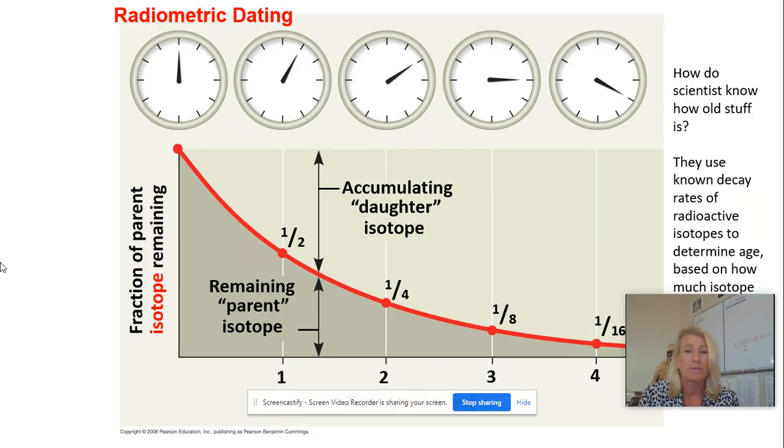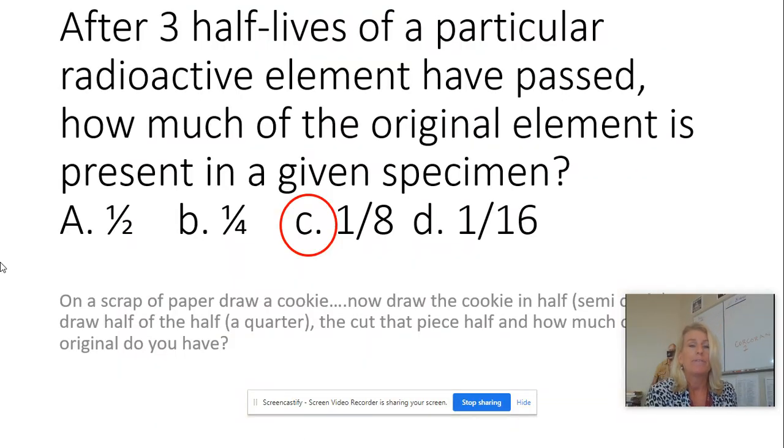So we threw out some dates earlier, 4.6 billion years ago, 3.5 billion years ago. How the heck do scientists know that the Earth is that old? Well, they use radiometric dating. They use known rates of decay of certain isotopes. And when they see how much of the parent material remains, they can determine how much time has passed based on known half-lives. So, for example, after 3 half-lives, a particular radioactive element has passed. How much of the original element is present? 3 half-lives. So let's see.